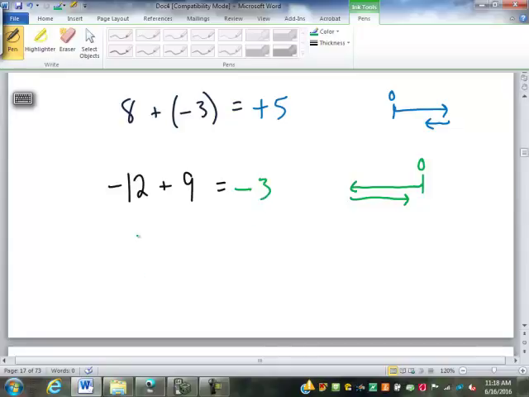So when I say the difference between them, I'm talking about the difference between their absolute values. This is an absolute value of 12, and this is an absolute value of 9. The difference between their absolute values, or the difference between their lengths, is 3. So negative 3 is the result.